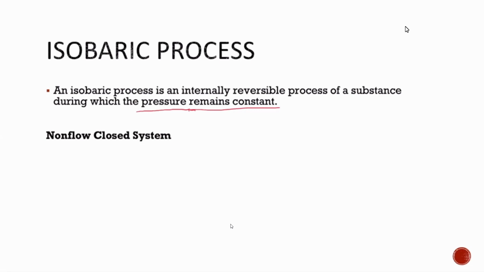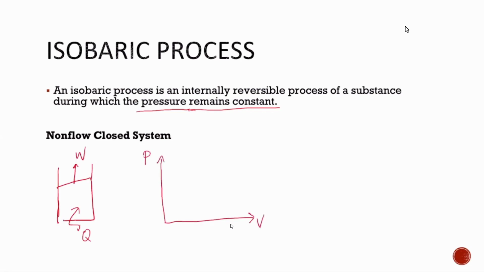So, let us draw, considering that we have this system, okay? Yan, consider that we have this system. So, we have the heat applied or heat added. And then, ito yung magiging work natin. And then let us draw the PV diagram for a non-flow closed system of an isobaric process. Okay, the PV diagram.